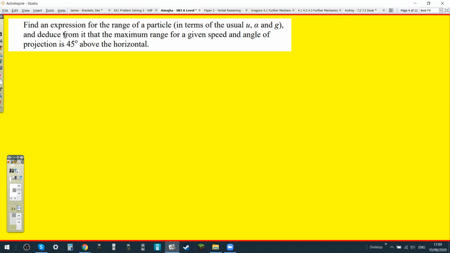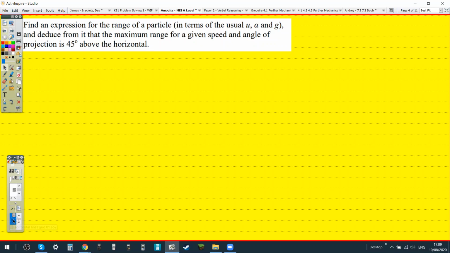Range. So the range is when the x is equal to 0, so it's just u times t is equal to 0. But that doesn't have a and g. I think you're meant to do it the other way, where you do the maximum y and then times it by 2 or something.